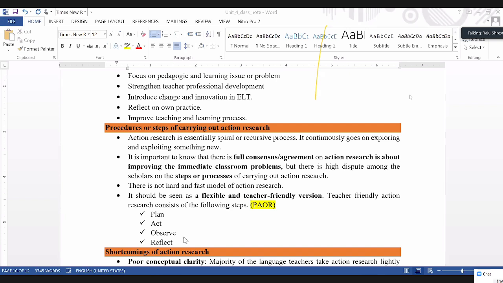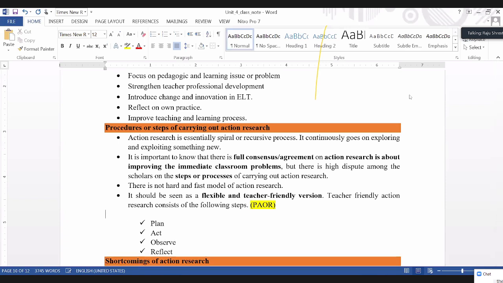For example, let me show you an issue, like: grade 6 students are not taking part in speaking class. This problem is your problem. Okay, the issue: most of the grade 6 students do not want to speak in speaking class.